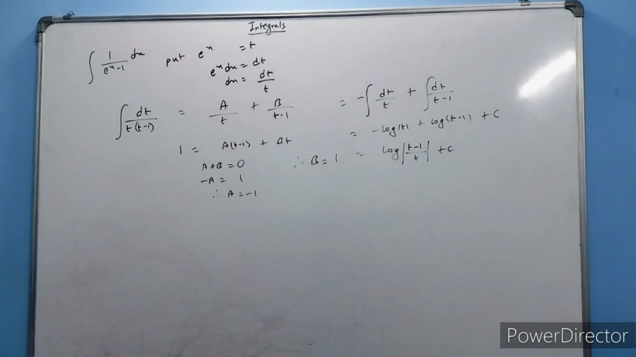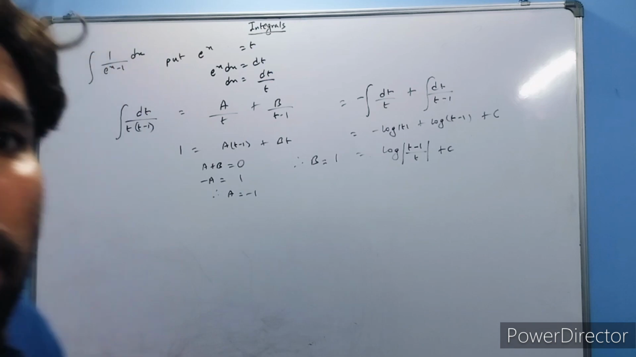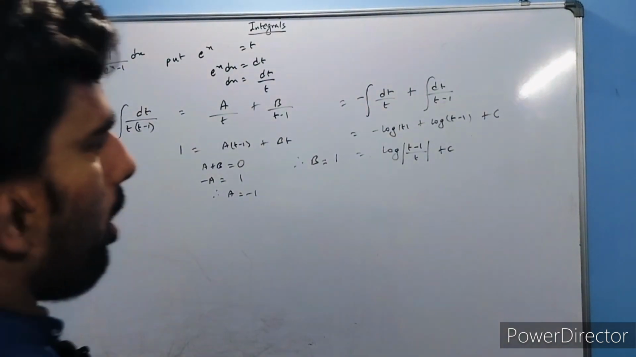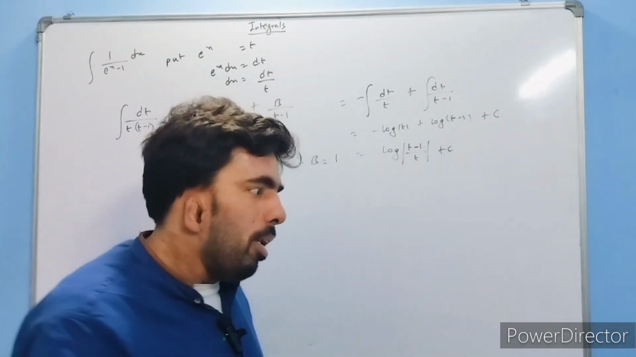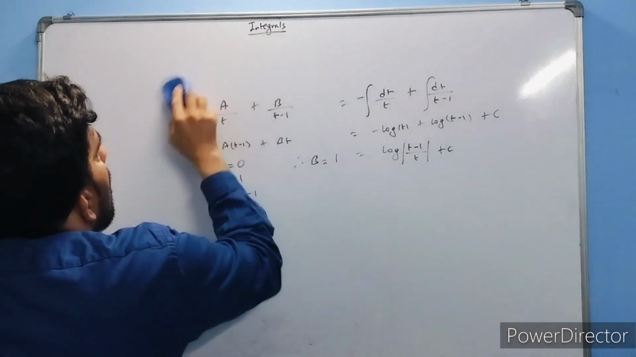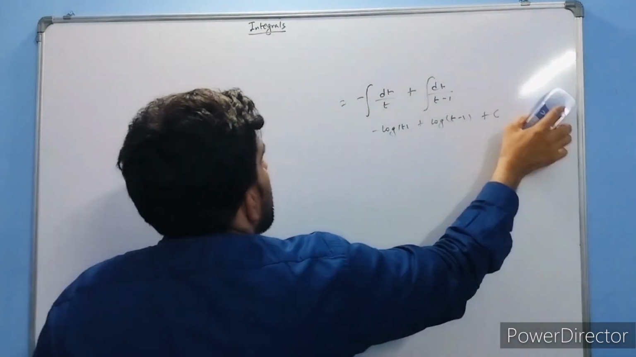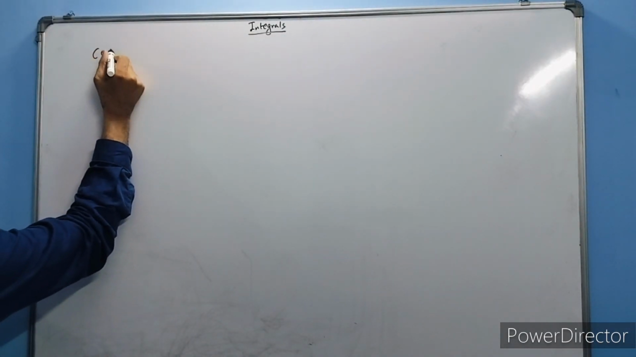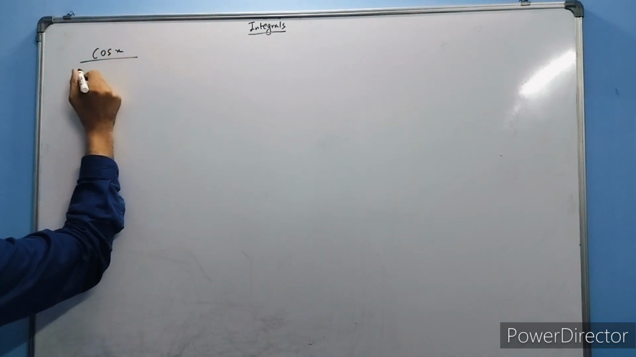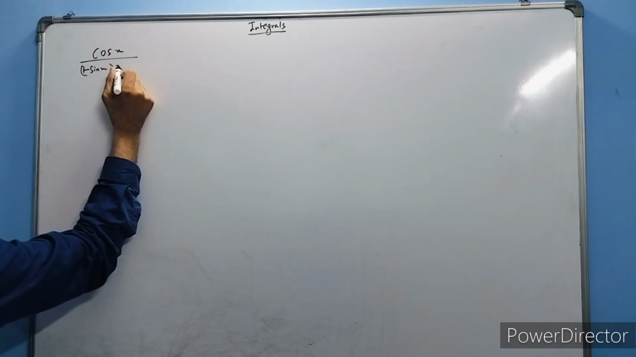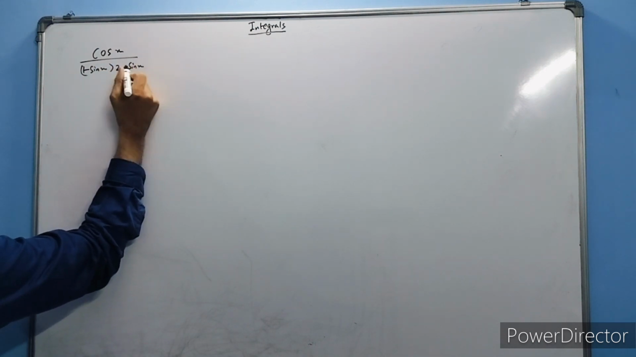Now we'll solve the next numerical based on partial fraction. Let us find the integral of a function using partial fraction. Now we have the next question, that is cos x upon (1 minus sin x) and (2 minus sin x).